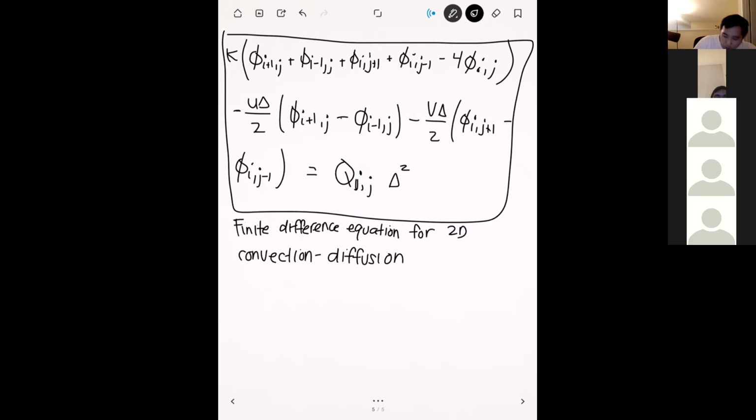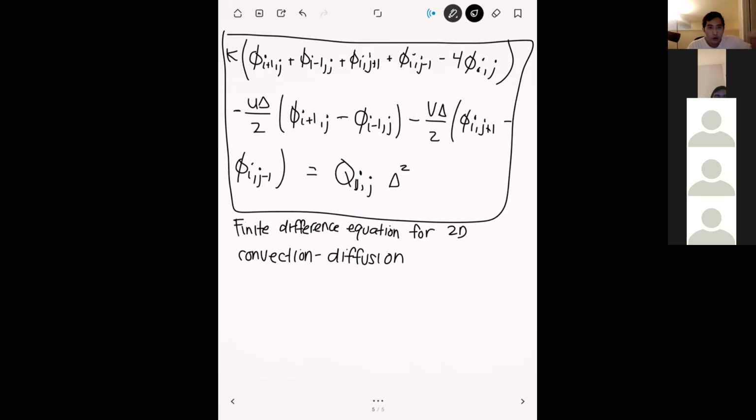And so you can use this equation, very similar to how we've used these equations before, in order to get a set of algebraic equations that govern our convection diffusion. All you have to do is apply this at different values of i and j, and you can get all your algebraic equations from here. I put it in this form because I put all the terms with phi on one side of the equation.